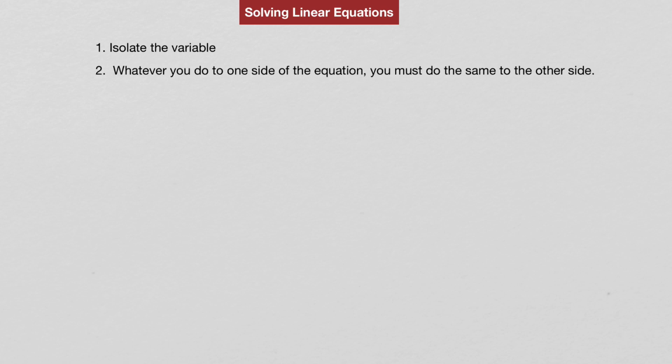In our first lesson on solving linear equations, we talked about two things to keep in mind. The first was to isolate the variable, and the second was whatever you do to one side of the equation, you must do the same thing to the other side.